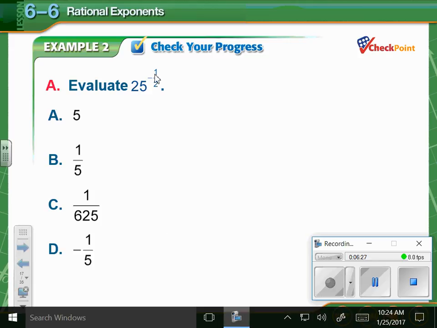So 25 to the negative 1/2 power, do it 2 different ways. You can take the 25 to the denominator, or you can break up the 25 as 5 squared. I think breaking up 25 as 5 times 5, or 5 squared, is the better option in this case, because you have 5 squared times a negative half. So the 2 times the negative 1/2 gives you a negative 1. So you actually have 5 to the negative 1 power, which is the same as 1 over 5.